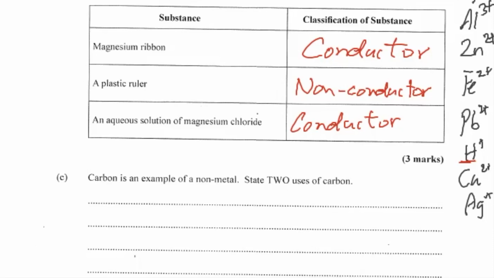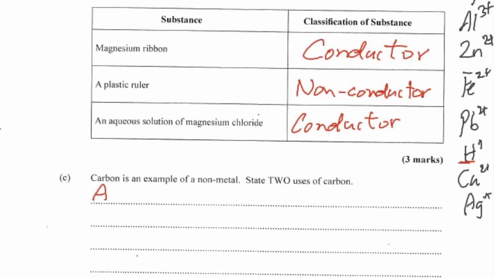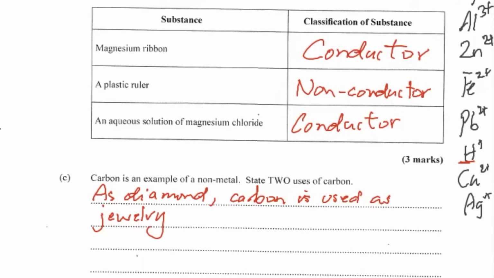So as diamond, carbon is used as jewelry. It's also used as drill bits. We just need one. The only thing that can be used to cut diamond is another diamond.